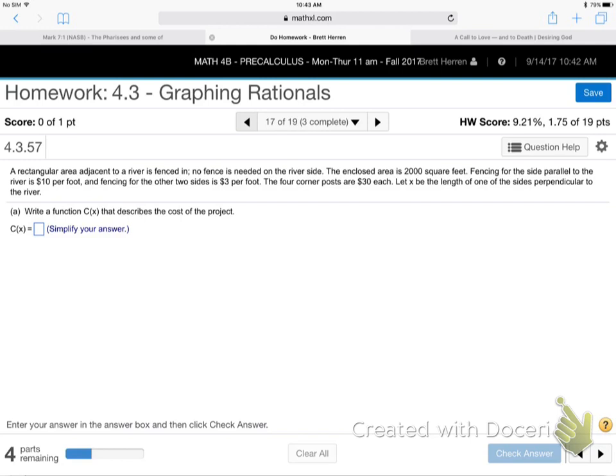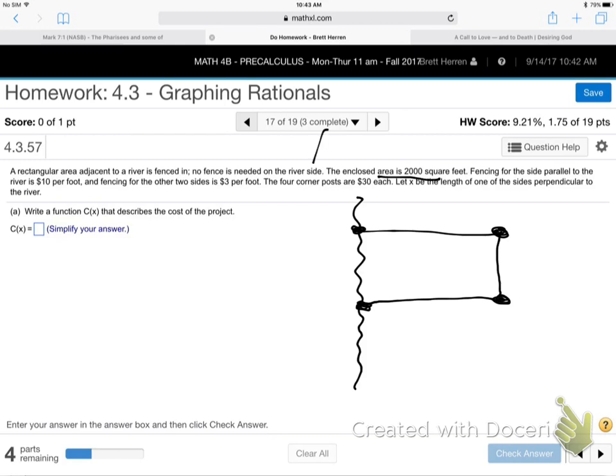Let me draw you a picture. There's a river, and they're going to put some fencing, 3 pieces of fence next to a river to contain some critters. That's the plan. So the river will form one side, and the 3 fences will make a big pen for the animals. And then there's 4 corner posts. We want the area to be 2,000 square feet. The animals need 2,000 square feet to roam.